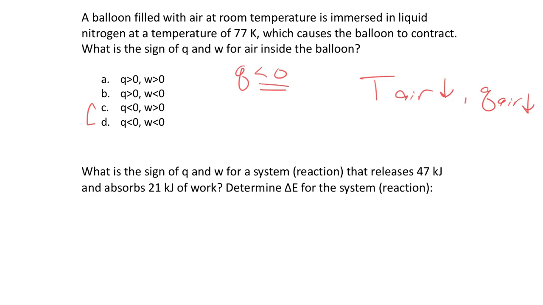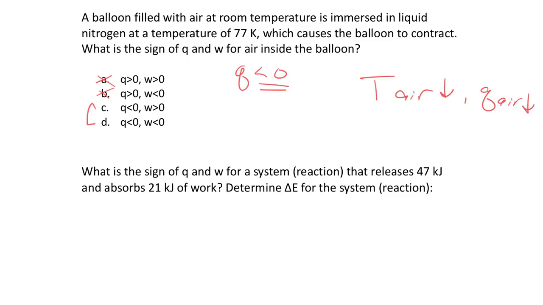So we're looking at answers C and D as being the right answer, ruling out answers A and B. And then what about work? Did the air receive work or did it do work? It received work. It had work done on it. So expansion would be air doing the work.